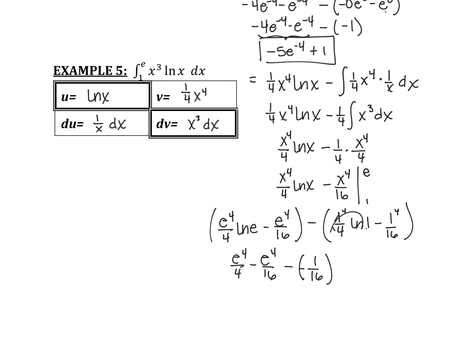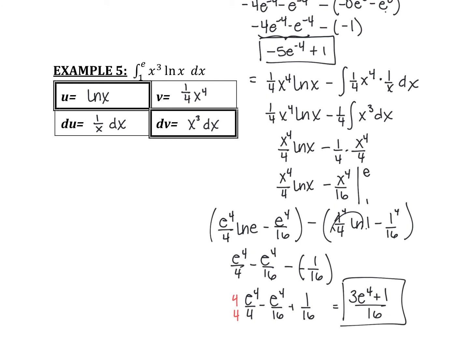And so combining like terms, we could leave it as e to the 4th over 4 minus e to the 4th over 16 plus 1/16, but chances are on an AP test, if this were a multiple choice question, this would all be combined. So finding common denominators, I would multiply this by 4, so 4 minus 1 gives me 3e to the 4th plus 1 over 16. How'd you do? So this technique is integration by parts. And there you go.